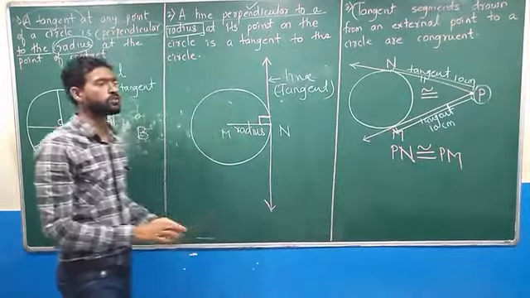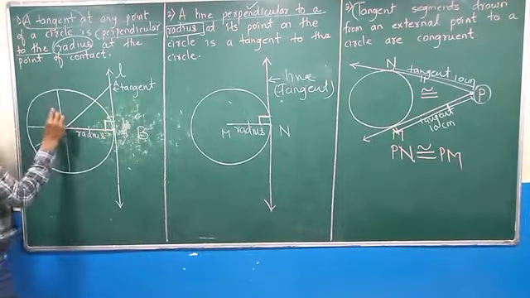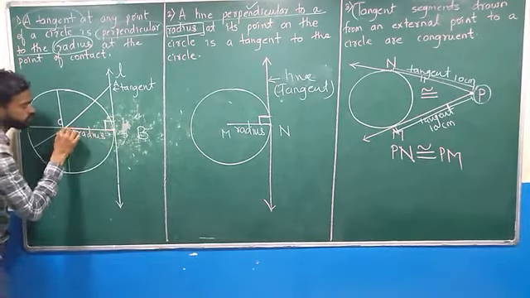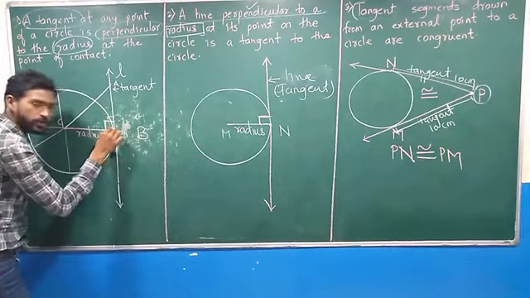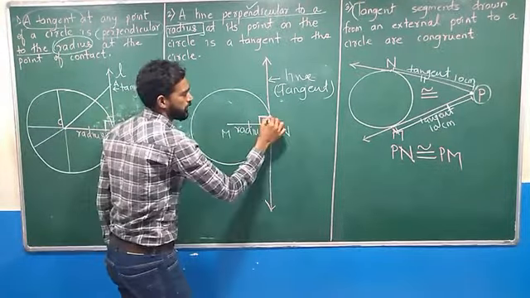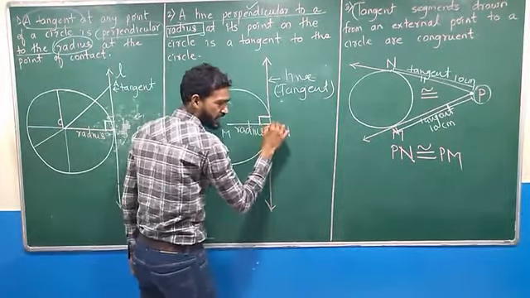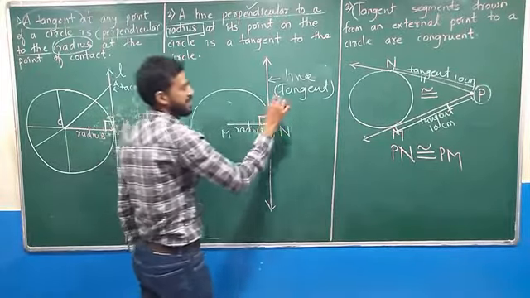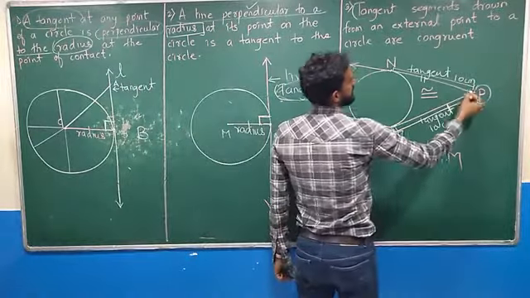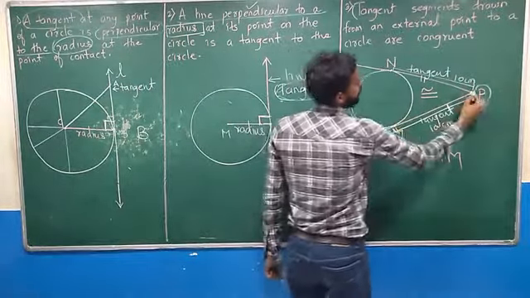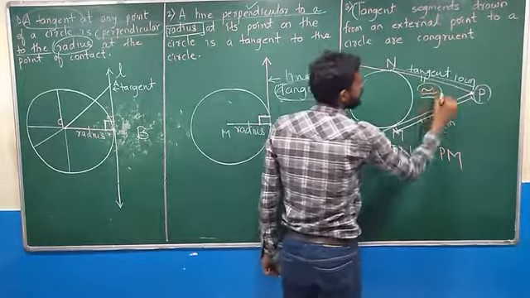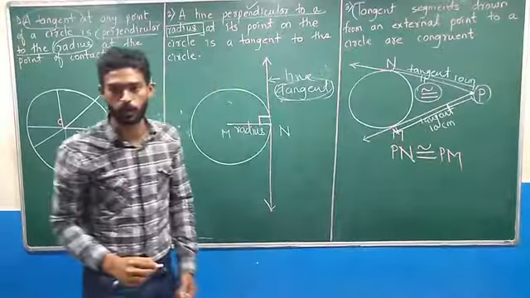This is my third property. Understood all? The first property: a tangent is perpendicular to the radius at the point of contact. Now the second property: a line perpendicular to the radius at the point of contact is a tangent. Now the third property: tangent segments drawn from an external point to the same circle are congruent. This is my third property.